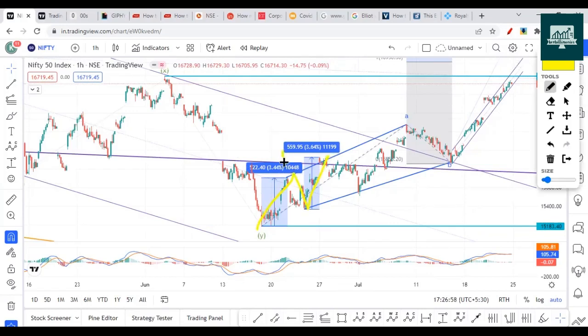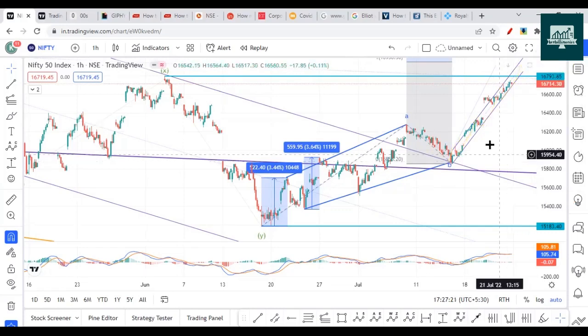1, 2, 3, 4, and the fifth wave finished here. We call it wave A, and after that we had a consolidation on the downside, which is called wave B, and currently C wave could be in progress. Internally I'm not able to perfectly count the internal waves, but we have to go with the assumption for now that it is going on the upside.